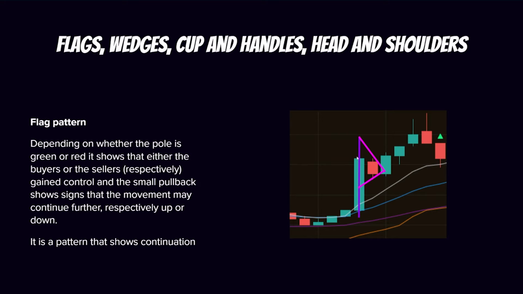And in this case, it means the buyers are in control. With the red one, the sellers are in control. And the whole idea is that the price after the flag is going to continue in that direction, most likely. So it's usually a continuation pattern.